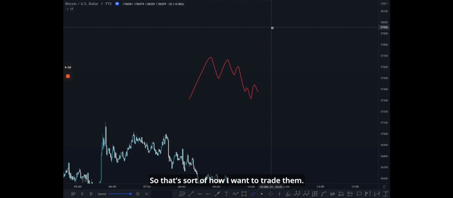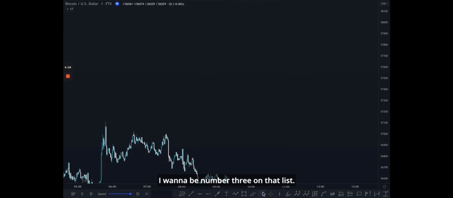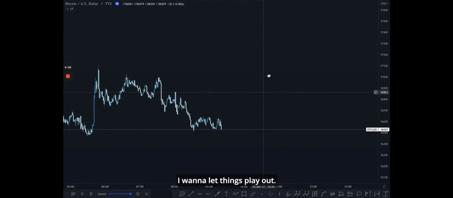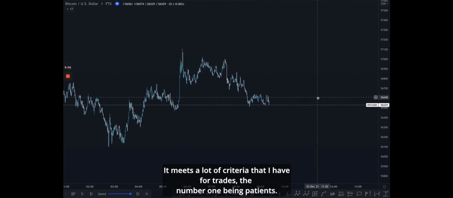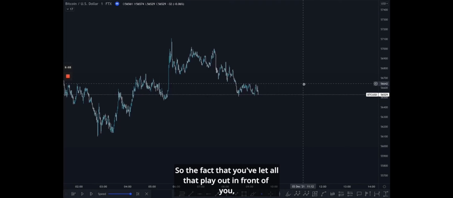So that's sort of how I want to trade them. I want to be number three on that list. I want to let things play out. It meets a lot of criteria that I have for trades, the number one being patience. The fact that you've let all that play out in front of you puts you in the better position. You can see the full chessboard, you can see all the moves, and you can then react accordingly.